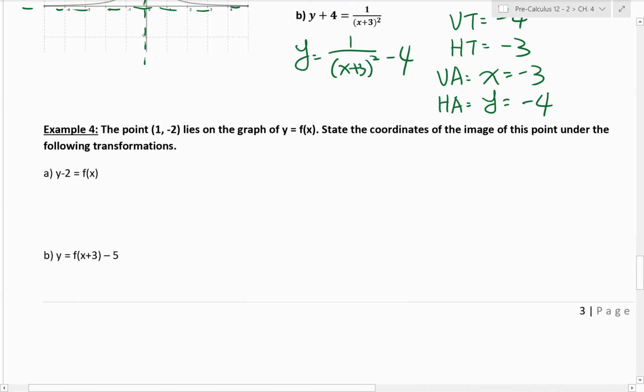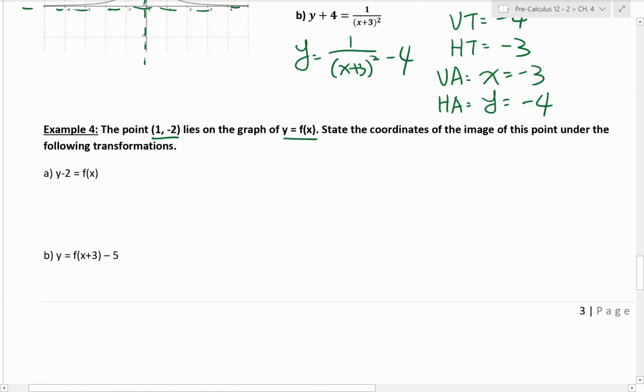The point (1, negative 2) lies on the graph of y equals f of x. State the coordinates of the image of this point under the following transformation. So this was on this graph. What happened to this point under this transformation? Okay, so let's take a look.